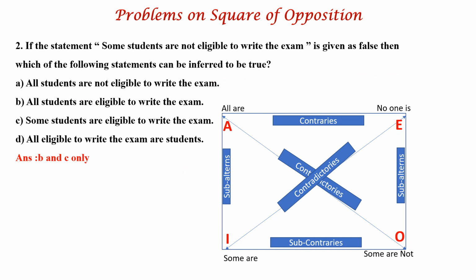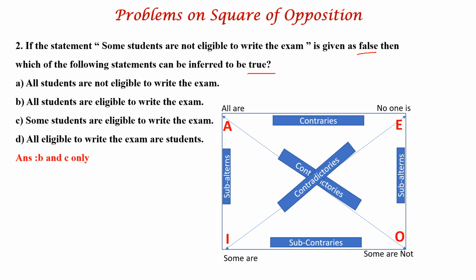See, look at the second problem. It says, if the statement, some students are not eligible to write the exam, is given as false, then which of the following statements can be inferred to be true? So four statements are given. Now again, you have to draw the same square, name the corners as A, E, I, O, and put the specification. What type of statement? All are. No one is. And I is some are. O type is some are not.